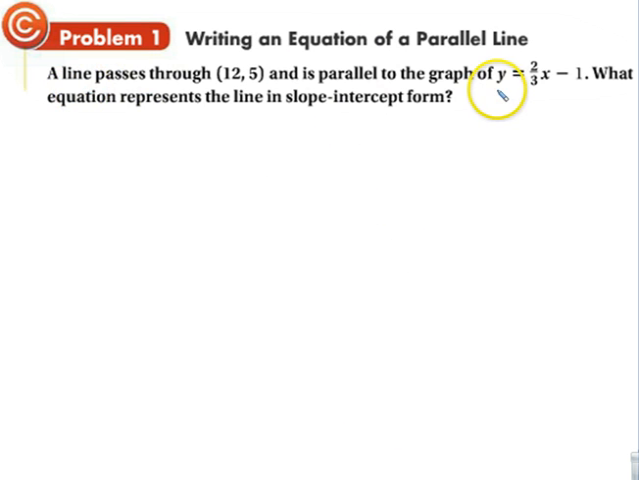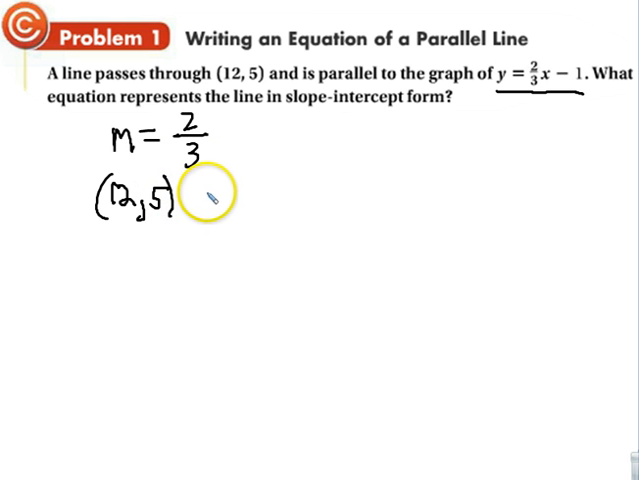We have a line, y equals 2/3 x minus 1, and the line that is parallel to that passes through 12, 5. What is the equation that represents that line in slope-intercept form? Okay. So we need to know the slope. So the slope of this line that's been given is 2/3. And then we know a point, 12, 5.